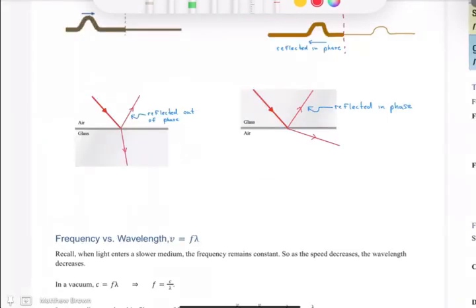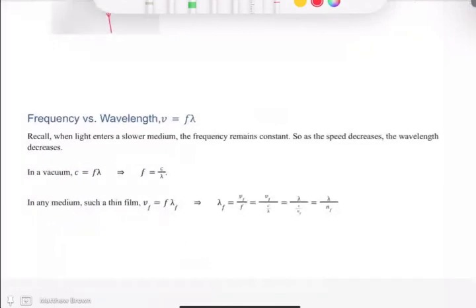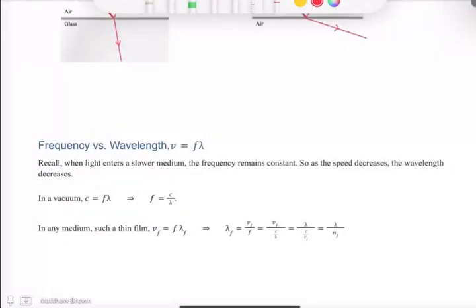What are the implications of this? Well, before I look at that, let me remind you that when light enters a slower medium, the frequency remains constant. I think I mentioned that yesterday, but it's worth noting that it appears to slow down. The speed slows down, but it's not the frequency that actually changes. The frequency remains constant, and so it's the wavelength that has to change.